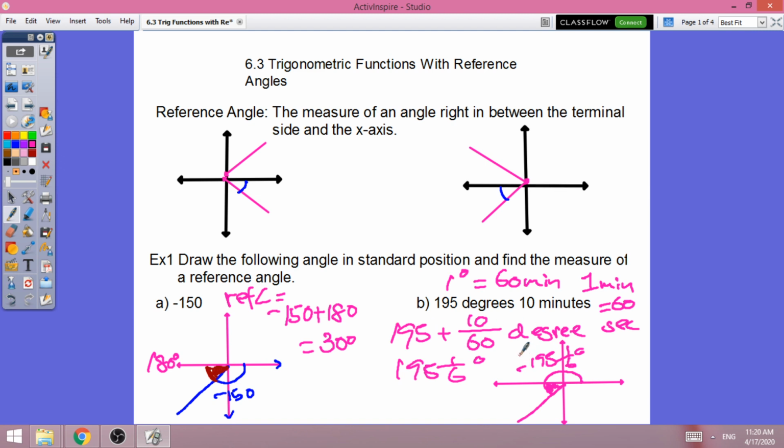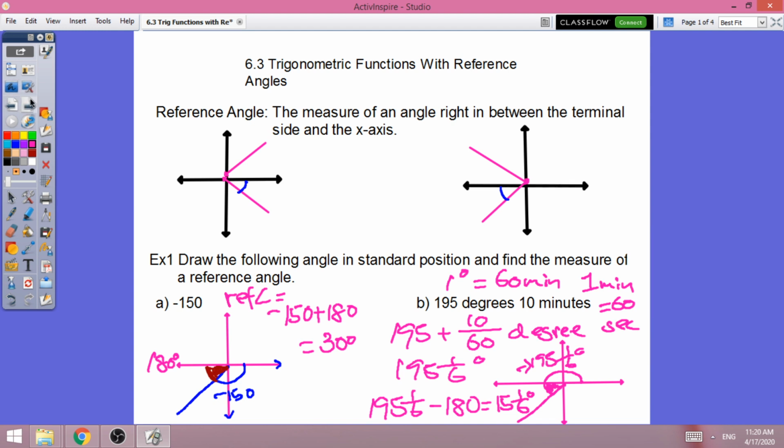The way to find this angle is to subtract 180 from 195 and 1/6. Once you subtract, you get 15 and 1/6 degrees. Okay, so that's pretty simple.